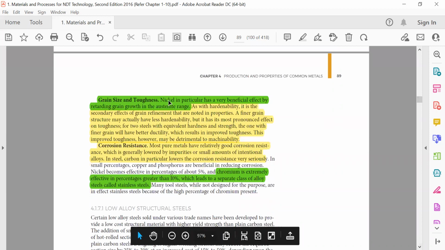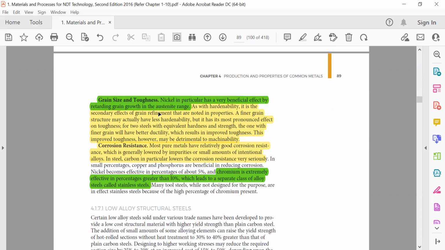Grain size and toughness. Nickel in particular has a very beneficial effect by retarding grain growth in the austenitic grain. As with hardenability, it is the secondary effect of grain refinement that is noted. Finer grain structure may actually have less hardenability, but it has the most pronounced effect on toughness. For two steels with equivalent hardness and strength, the one with finer grain will have better ductility, which results in improved toughness. This improved toughness, however, may be detrimental for machinability.